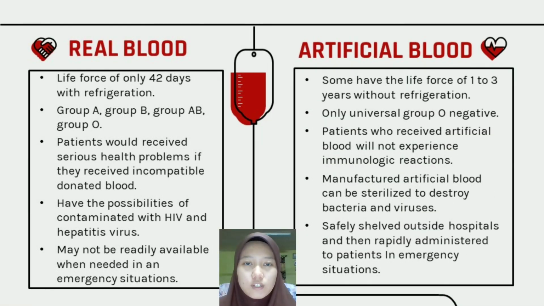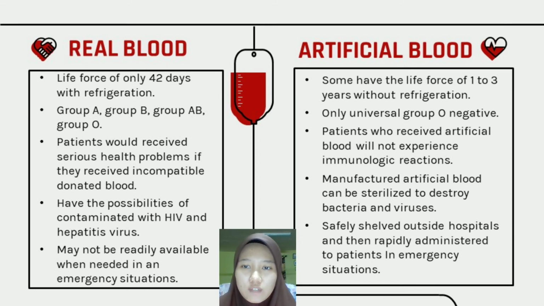Okay, we will see about the difference between real blood and artificial blood. Real blood only has a life span of 42 days with refrigeration, while artificial blood has a life span of 1 to 3 years without refrigeration. Real blood has groups A, B, AB, and O, while artificial blood only has universal group O negative. For real blood, patients would receive serious health problems if they receive incompatible donated blood, but patients who receive artificial blood will not experience immunologic reaction.